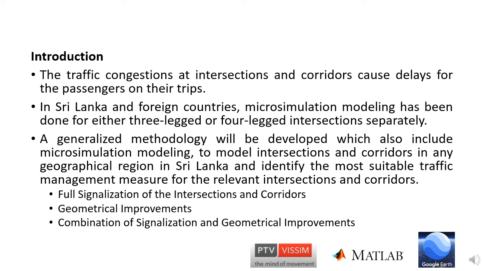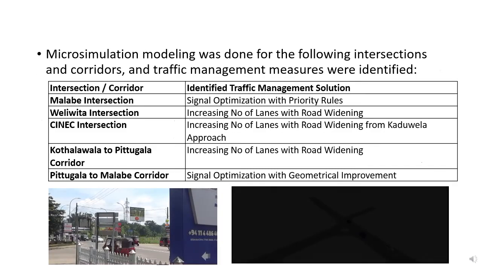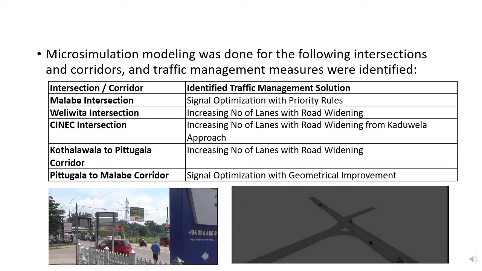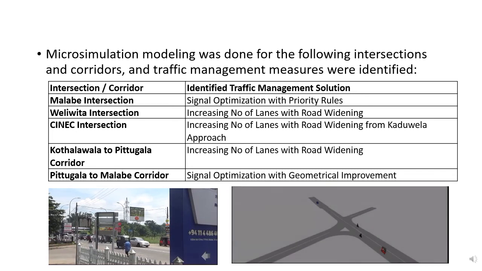The traffic management measures are full signalization of the intersection and corridors, geometrical improvements, and the combination of signalization and geometrical improvements. We did microsimulation modeling and identified traffic management measures for the following intersections and corridors.